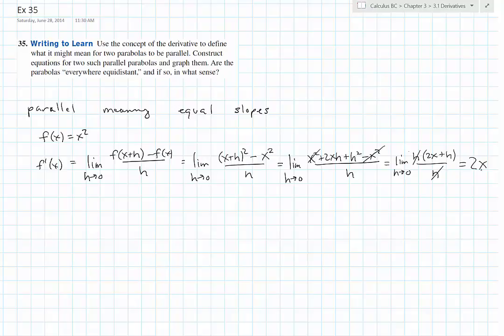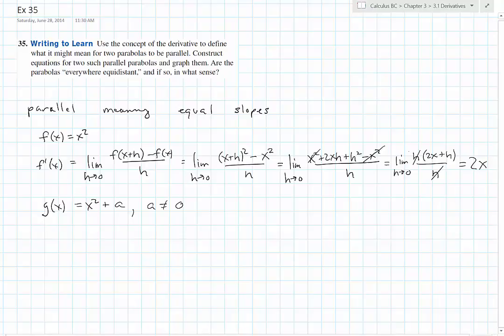Now, are there any other parabolas that have that same slope function? And the answer is yes: g of x equals x squared plus 2, for example. If I took its derivative, I get the same value. In fact, I don't even need to have a specific value there. I could just say x squared plus a, where a does not equal 0, and f and g are parallel. Or at least for every single same x value, they end up having the same slope.